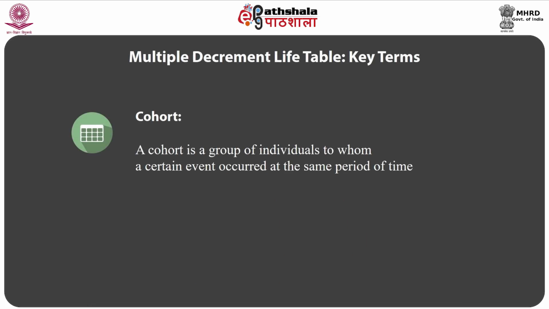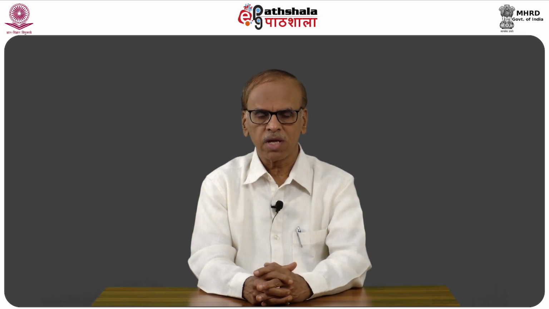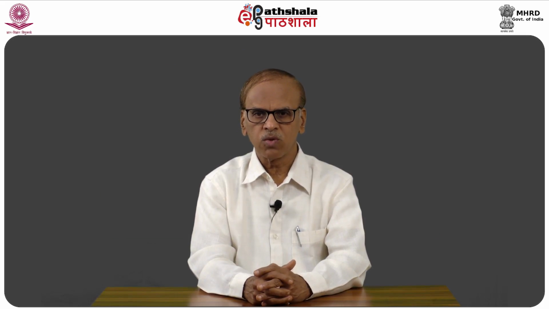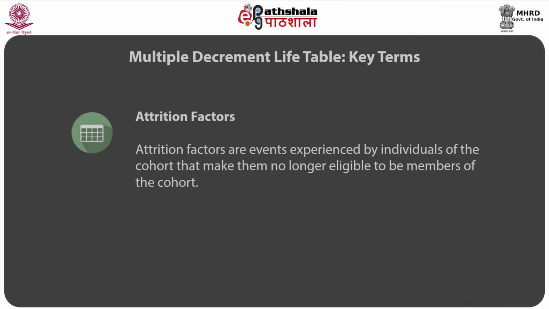Number 1. A cohort is a group of individuals to whom a certain event occurred at the same period of time. Example: a birth cohort is a group of people born at the same time or in the same time interval. A marriage cohort is a group of people married at the same time or in the same time interval. A cohort of contraceptive users is a group of individuals who began using contraceptives at the same time or in the same time interval.